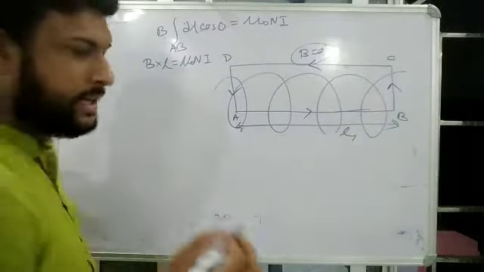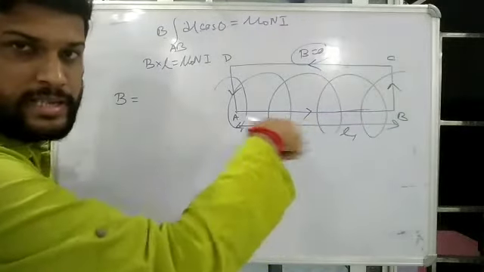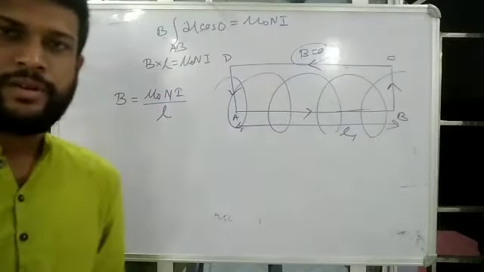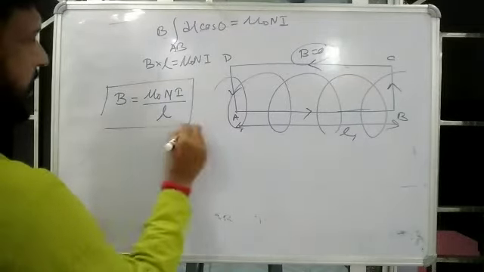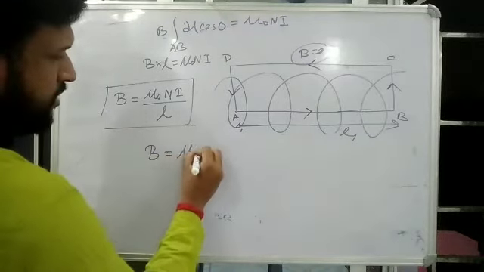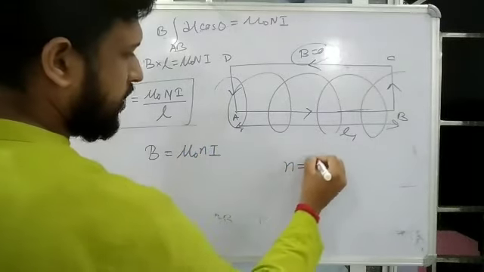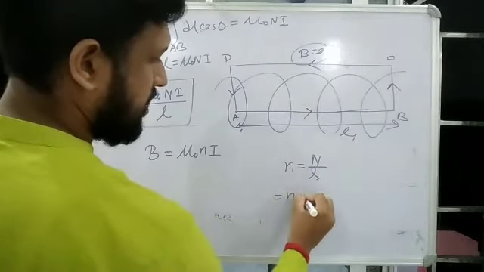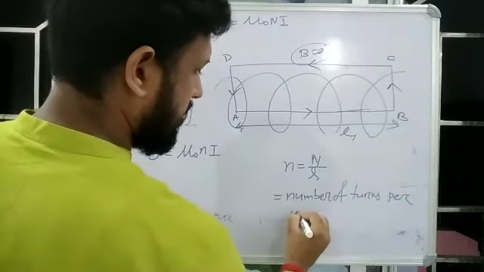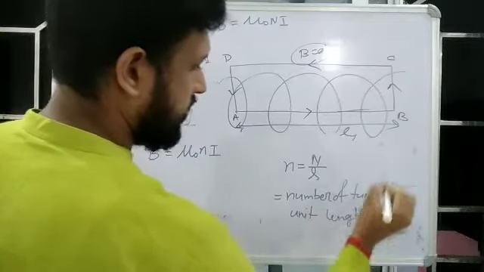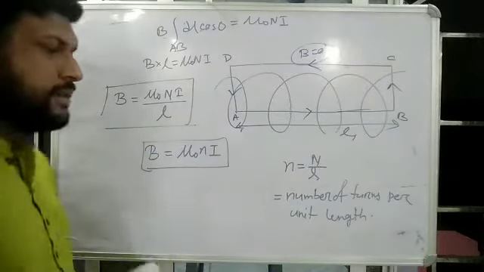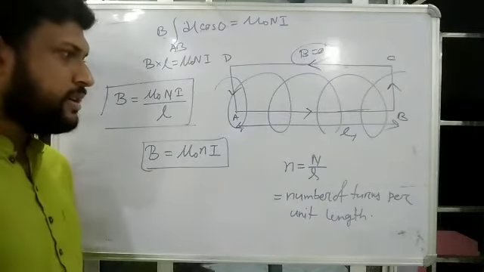So we are getting the resultant B on the axis of the solenoid, which is mu 0 N I by L. This is the expression for the magnetic field inside a solenoid. Sometimes it is written in this manner, mu 0 small n I. What is small n? Small n is N by L, the number of turns per unit length. So the expression of B is like this.